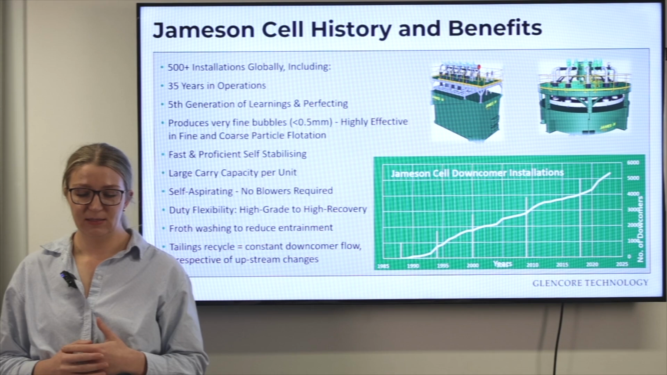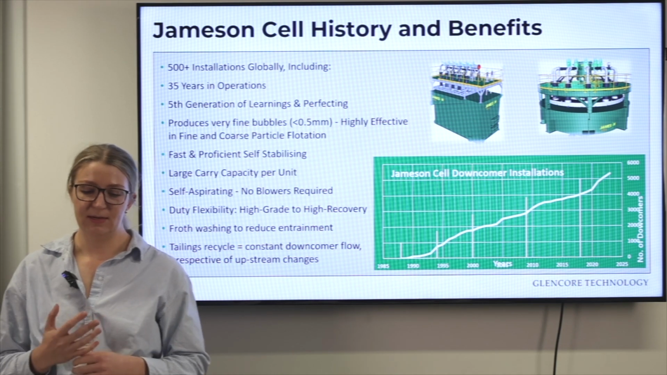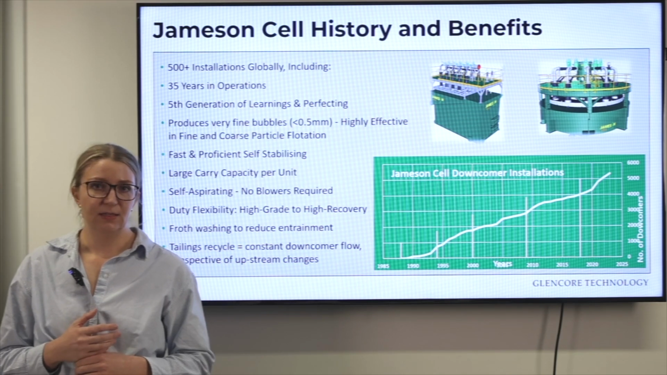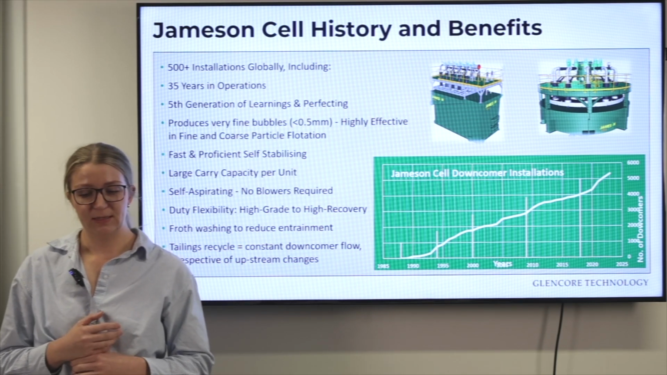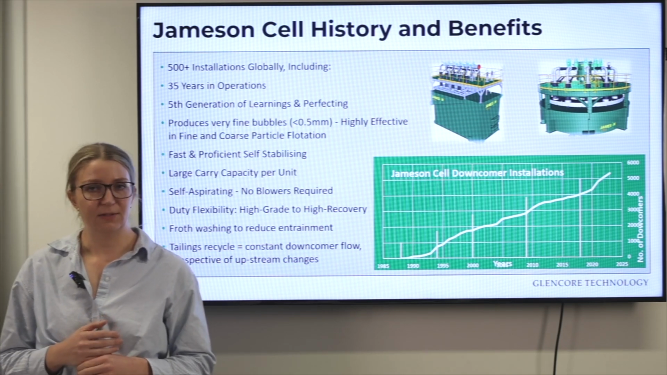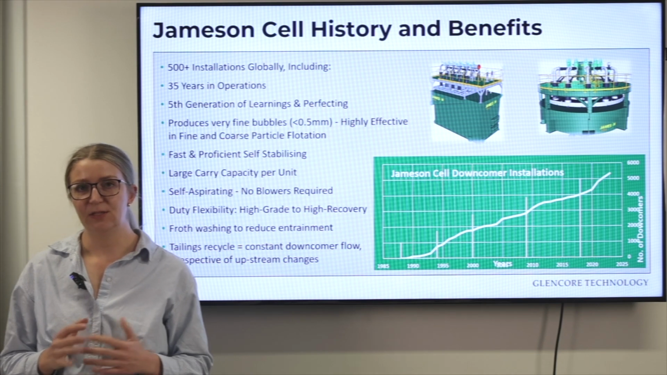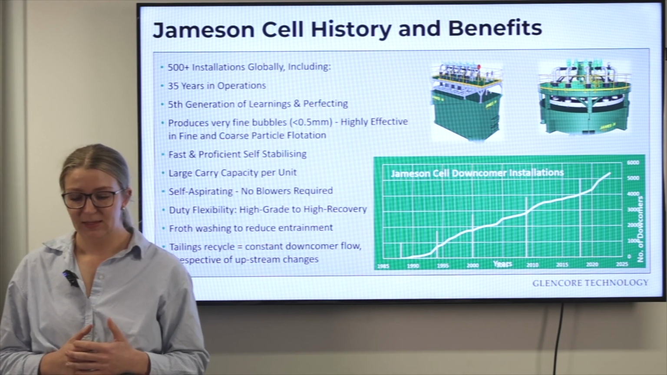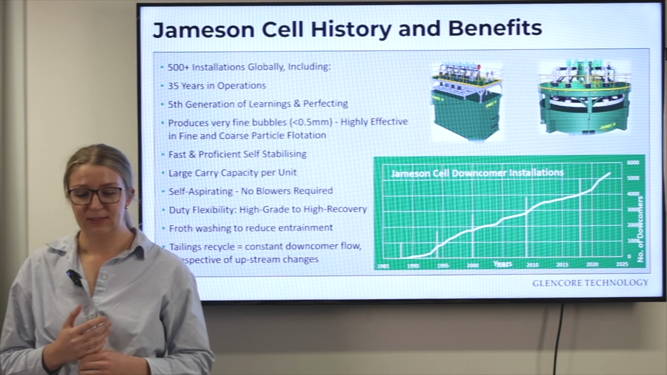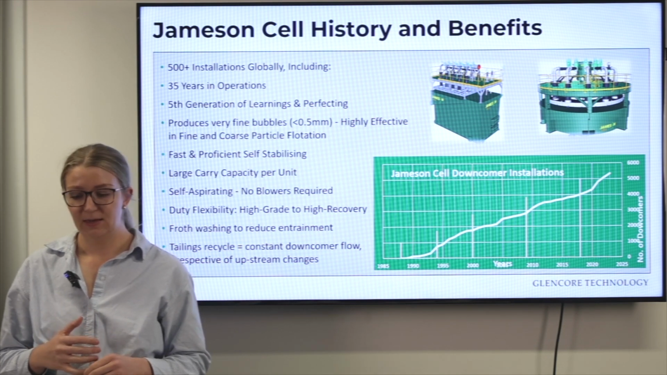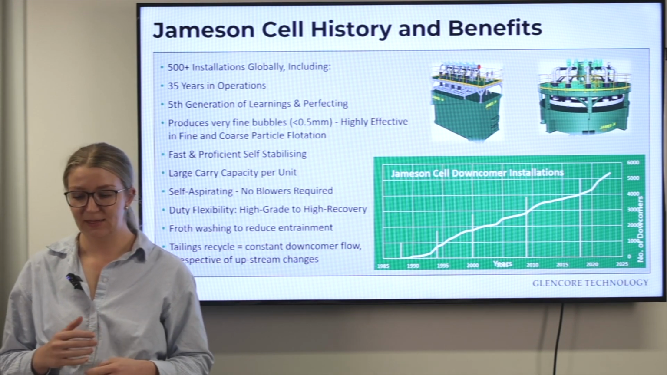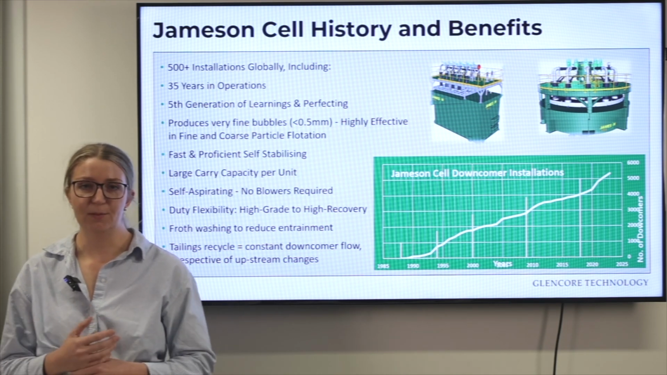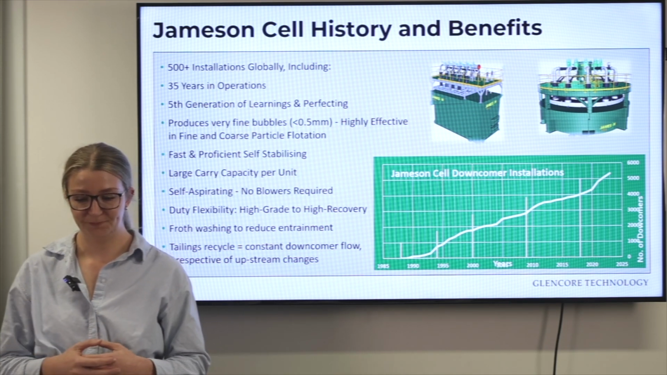So one of the key components and design aspects of the Jameson Cell is the fine bubble size that it produces. This is around 500 micron in size, and that's found to greatly increase the flotation rate kinetics of particles, which is highly effective for fine and coarse particle flotation. The cells are able to stabilize fast to any changes upstream, and that's greatly driven by one of the design improvements, which was the tails recycle mechanism, which I'll touch on in a moment.